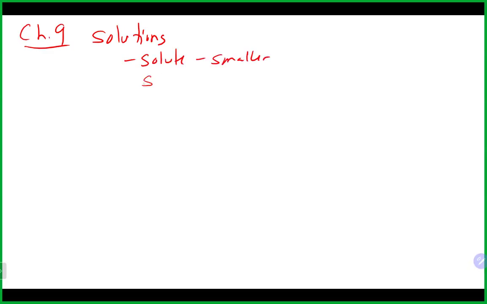Okay, we're going to continue on here, chapter 9, which is solutions. And as we've been talking about, again, solutions are really made up of two parts. There is the solute, which is our smaller part, and our solvent, which is our larger part. And remember, again, a solution really is a homogeneous mixture. So really two things that get mixed together. They typically will have that aqueous symbol next to them in formulas to indicate that it is a mixture.